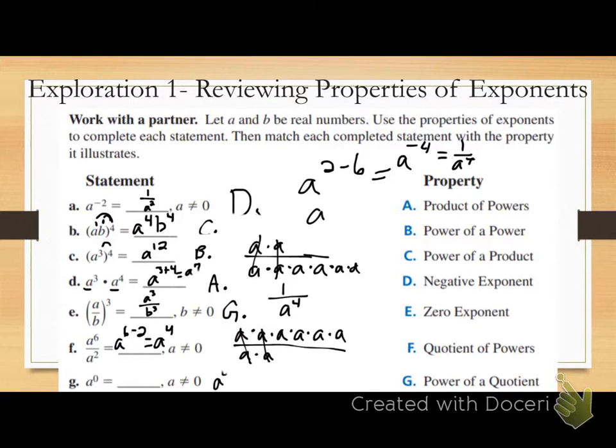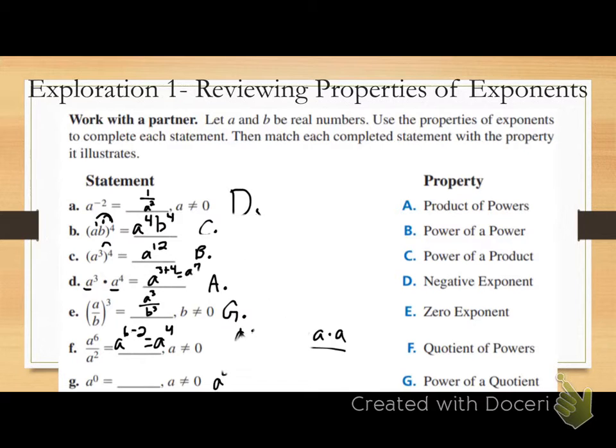Everyone see that? If you're dividing something with the same base, subtract the exponents, top minus bottom. If you're multiplying something with the same base, add the exponents. So which property is this one? Quotient of powers, which is F. And then letter G, which property is that, Colby? Zero exponent. Very good. Good job, guys.